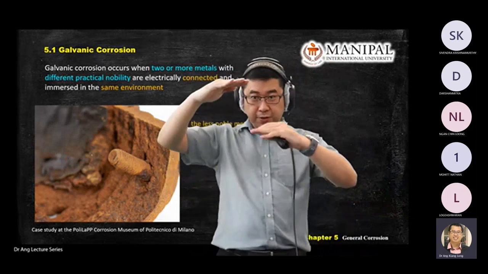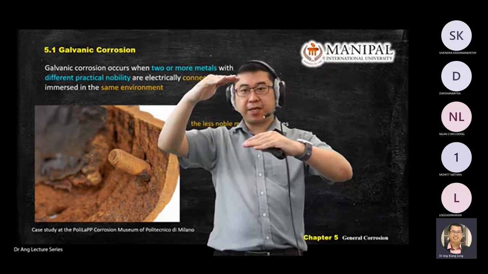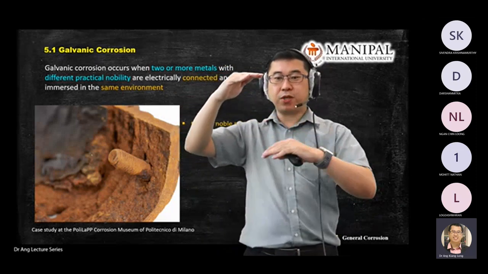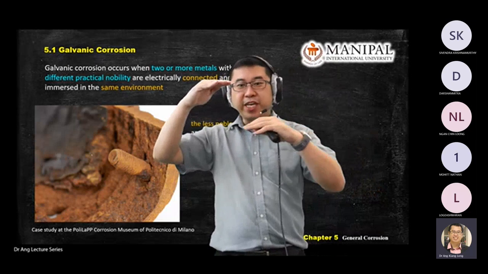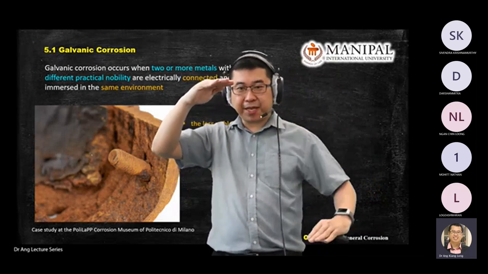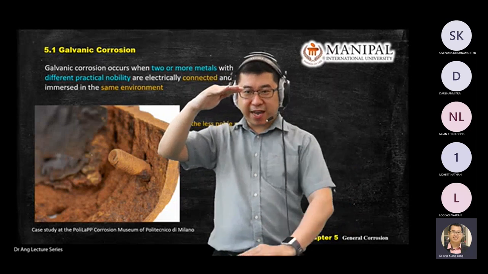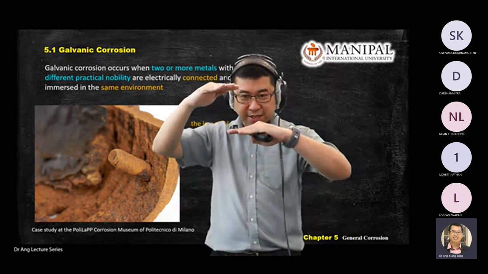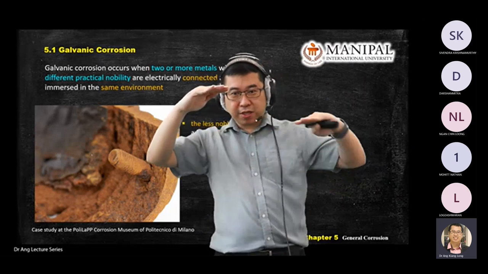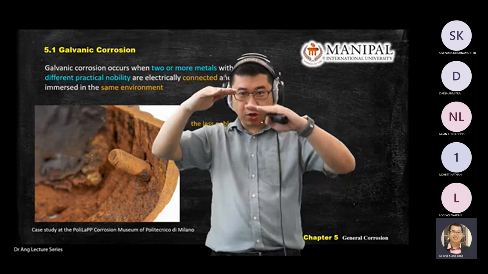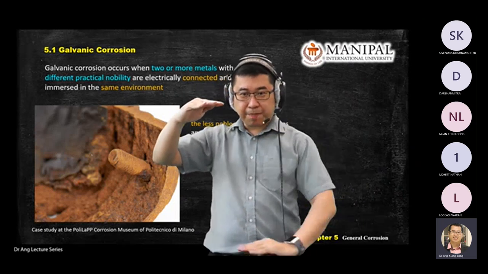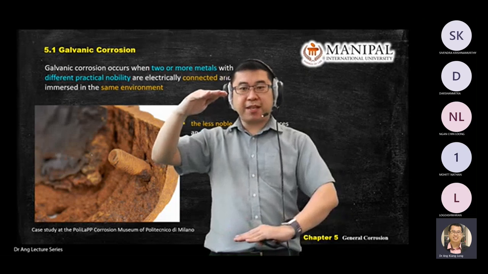Let's say you have two metals, A and B, and you want to protect B. What do you do? You import a third party, which is lower level than the metal that you want to protect. You import a third element that is lower than these two. Third party, lower. What happened in the process?